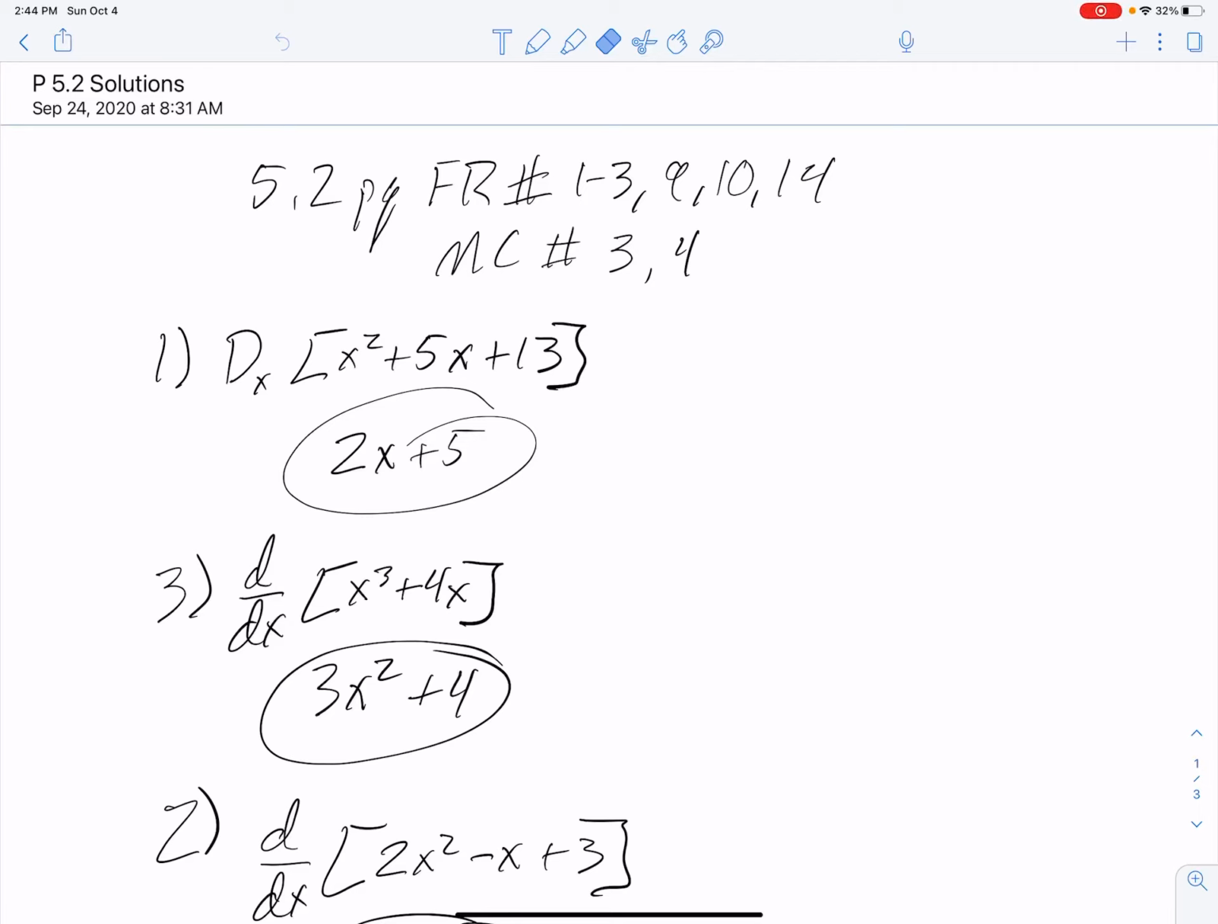All right, so we're going to take a look at the 5.2 homework. Again, I asked you to use the power rule, not the limit definition of the derivative. If you were attempting to use the limit definition of the derivative, that's great work, but it's not something we're going to worry about this year.